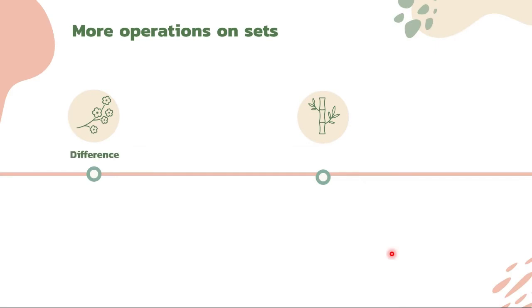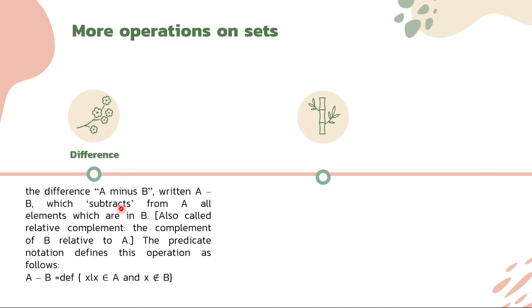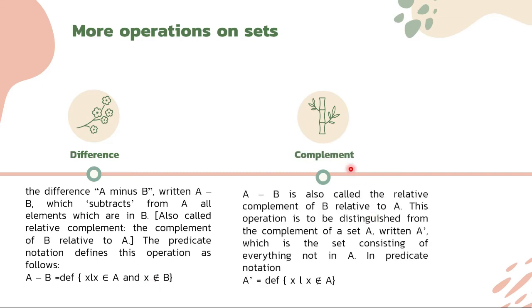And another operation on sets is difference. The difference A minus B, written like that, subtracts from A all elements which are in B. Also called the relative complement, the complement of B relative to A. The predicate notation defines this operation as follows: A minus B equal to the set of all x such that x is an element of A and x is not an element of B.